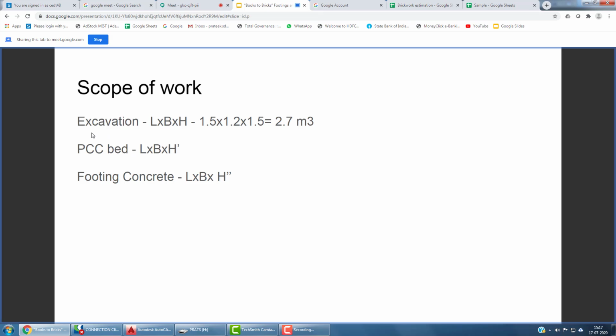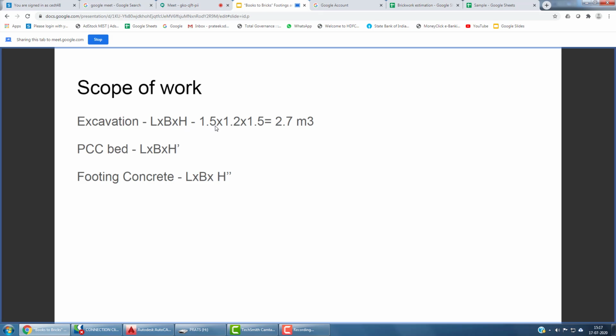Next, what we'll be doing is excavation. We will be doing PCC bed. Then, as usual, footing jali will be placed, as we had seen in our first session. Footing will be poured. So when I come to excavation, it is nothing but simple LBH.